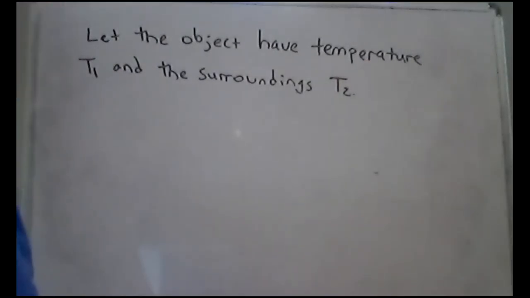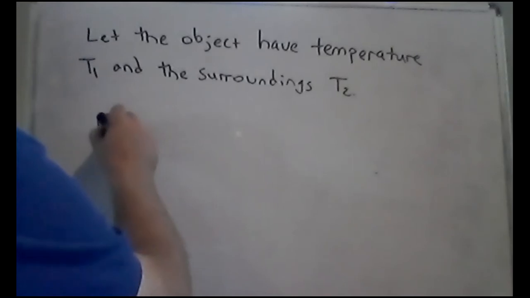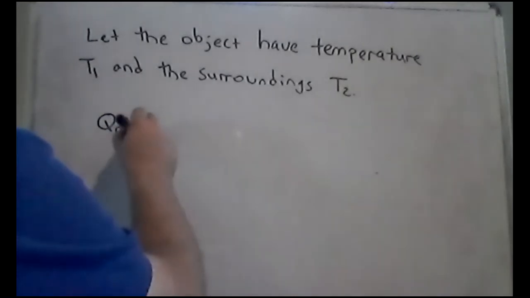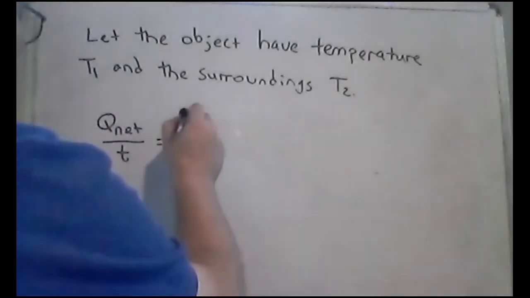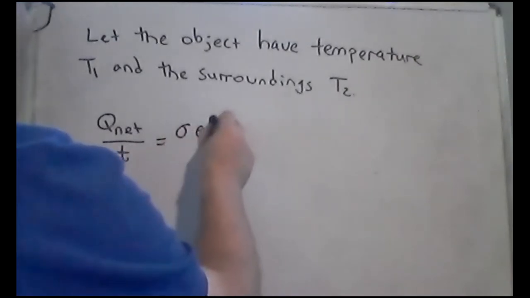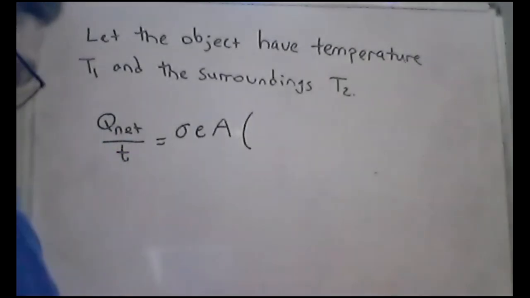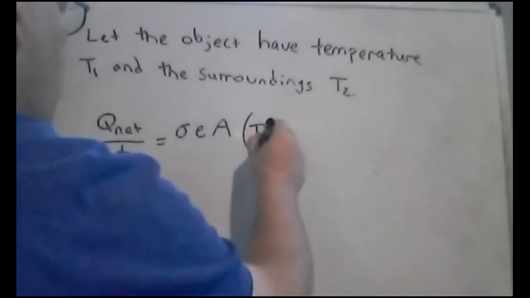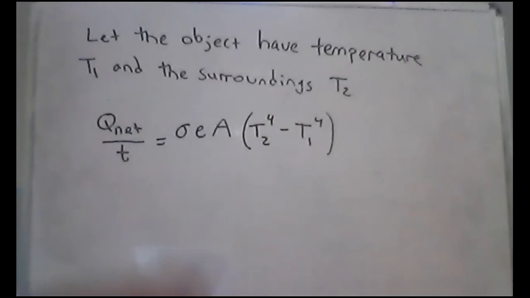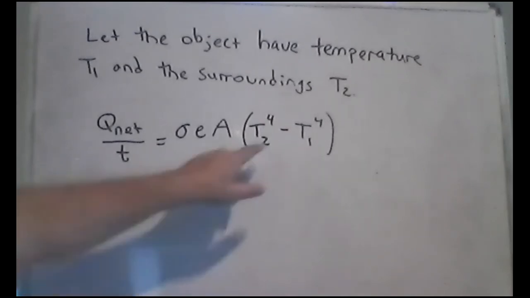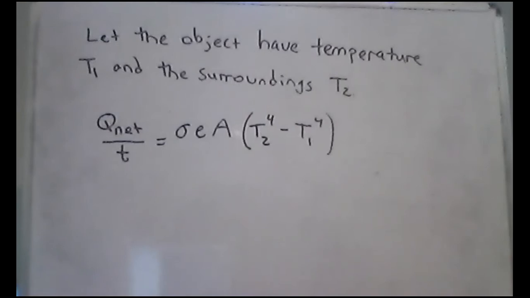Well, the net heat transfer rate looks very much like the formula I just wrote down. Q net over t will simply be sigma E A, but multiplied by T2 to the fourth minus T1 to the fourth. Again, T1 is the temperature of the actual object that's performing radiation heat transfer, and T2 is the temperature of the surroundings. That's the general formula for the net heat transfer rate through radiation. Okay?